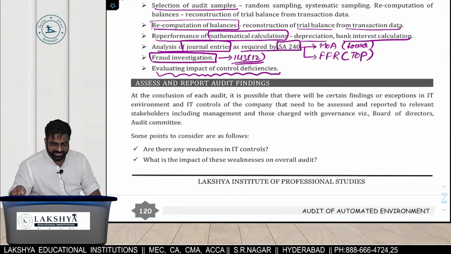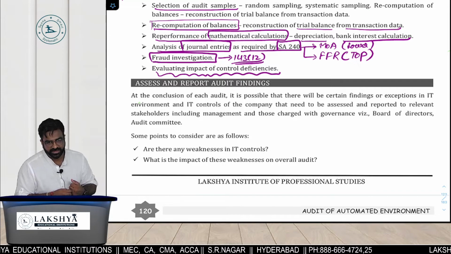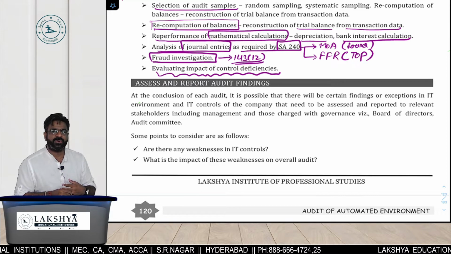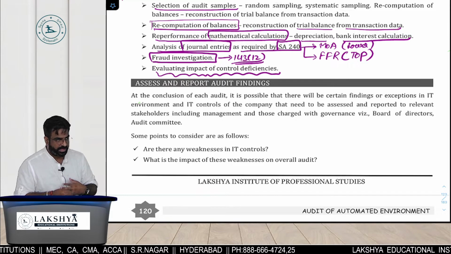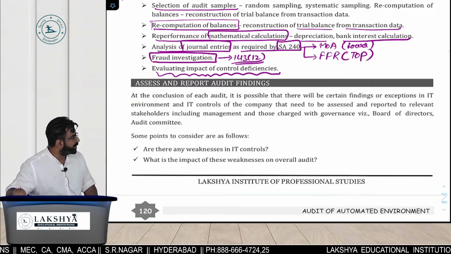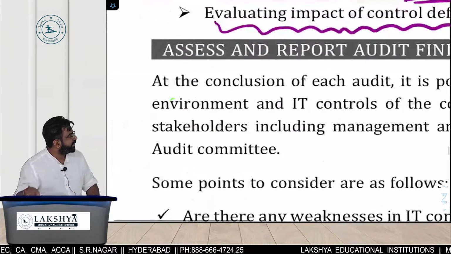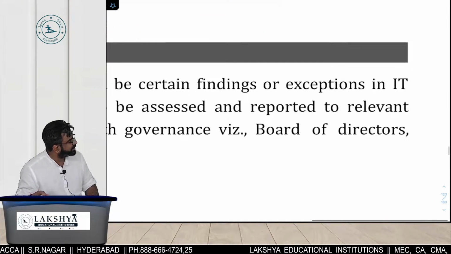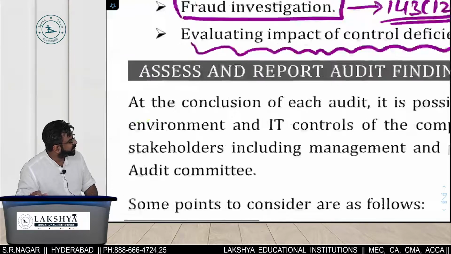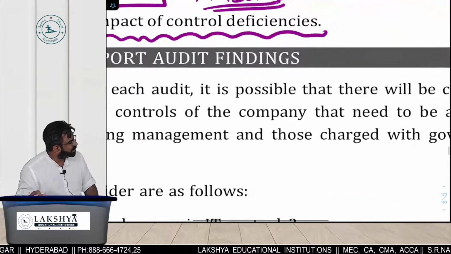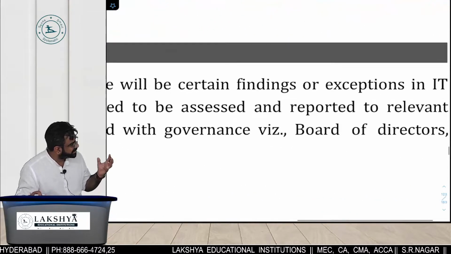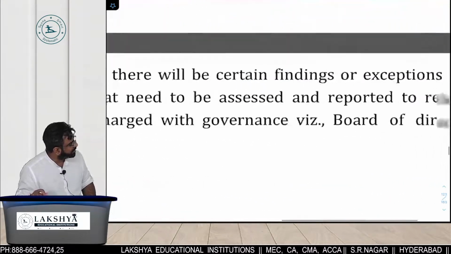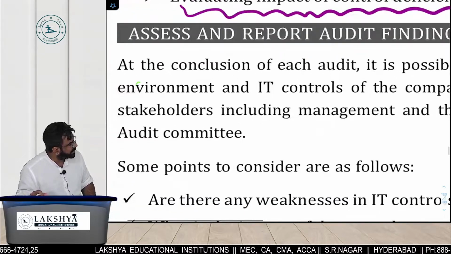ठीक है? Now, assess and report audit findings, everyone. Either you do manual audit or you do the automated audit. End product of every audit is what? Reporting. So, what you are going to report in this case? Now, read the point, everyone. At the conclusion of each audit, it is possible that there will be certain findings or exceptions in the IT environment and IT controls of the company that need to be assessed and reported to relevant stakeholders, including management and TCWG, that is board of directors and auditor.